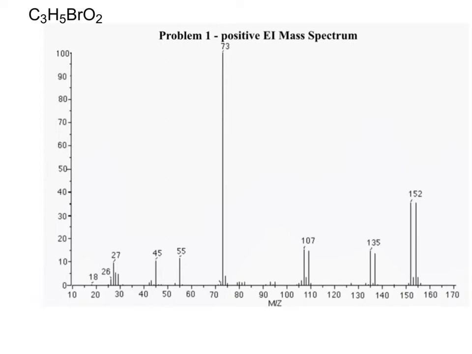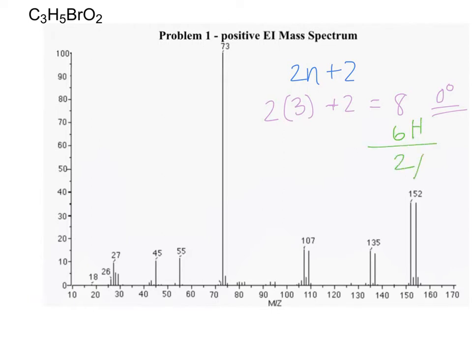So let's go ahead and take the formula 2n plus 2 to represent the number of hydrogens we should have if there were no degrees of unsaturation. I've gone ahead and done the simple math, and we should have 8 hydrogens. However, we only have 5 plus the bromide, which makes 6, ignoring the oxygen. So we only have 6 hydrogens. If we subtract this, we get 2, and then divide by 2, we have 1 degree of unsaturation, which means either we have 1 ring or 1 double bond, something along those lines.